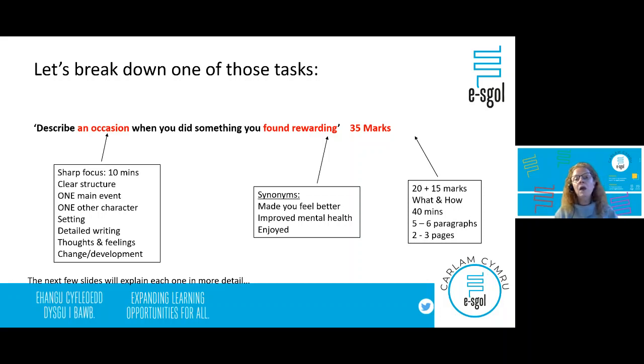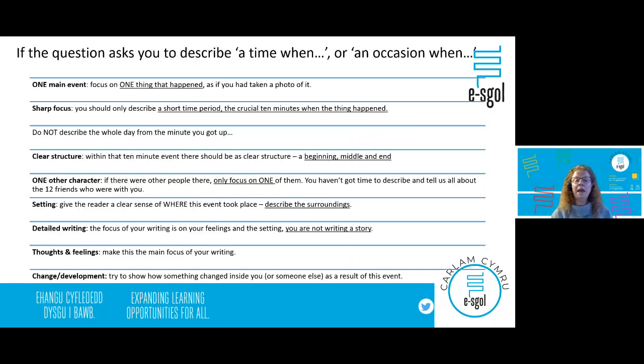With the "found rewarding", I need to think about ways that I can use synonyms to change those words, because I don't want to keep repeating the phrase, "I found it rewarding, I found it rewarding." So perhaps I might talk about how it made me feel better, or how it improved my mental health, or how I enjoyed it. All right. And so I already know that I've got the what and the how in order to get my marks. So there is a little bit of a breakdown of how you'd go about it.